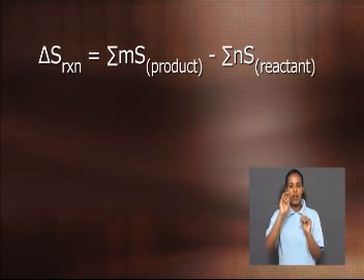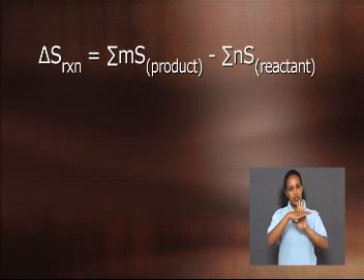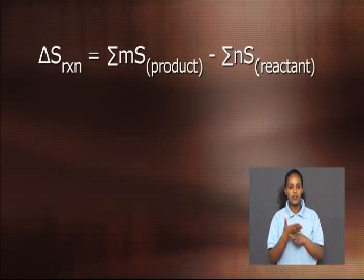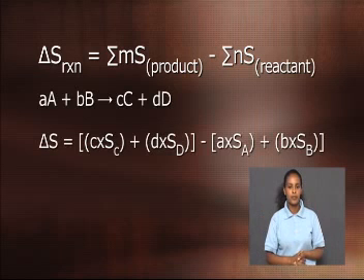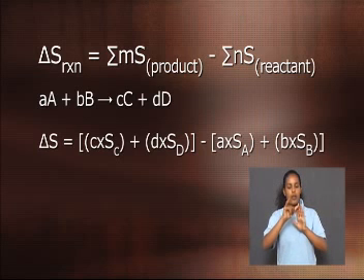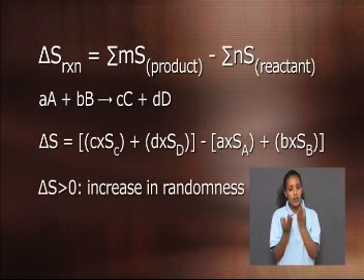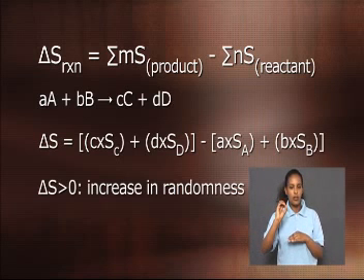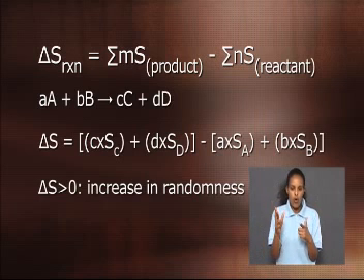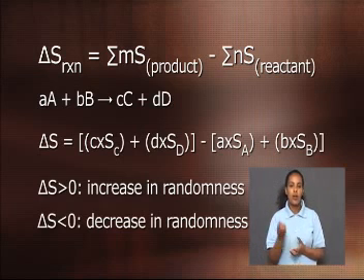In this equation, M and N represent the amounts of the individual species represented by their coefficients. Thus, a hypothetical reaction might look like this. The entropy change would look like this. S subscript A represents the entropy of A. S subscript B represents the entropy of B, and so on. After you have calculated the equation, if the change in entropy is greater than 0, then there has been an increase in randomness or an increase in disorder. If the change in entropy is less than 0, then there has been a decrease in randomness or an increase in order.